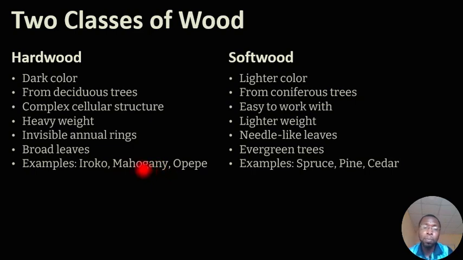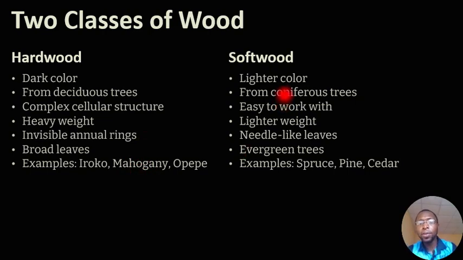So these are examples of hardwood. They are gotten from these trees: Iroko tree, mahogany tree, and opepe tree. So you can take time to go on an excursion and see what an Iroko tree looks like, or you can just check the internet and see it. So I will say that about hardwood.